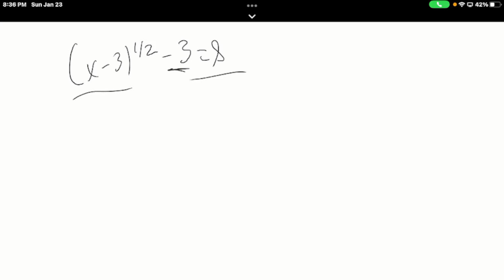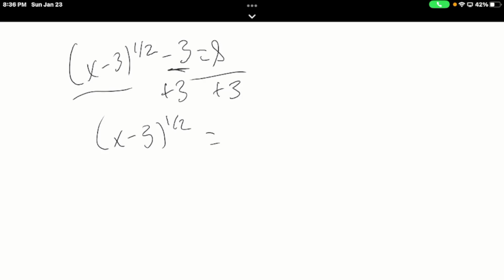Okay. Let's do this one. x minus 3 to the 1/2 minus 3 equals 8. Okay. First step, isolate the radical. I saw a lot of people square it first when you have this minus 3 here, and that can't work. So I need to add the 3 first on both sides. That gives me the radical isolated.